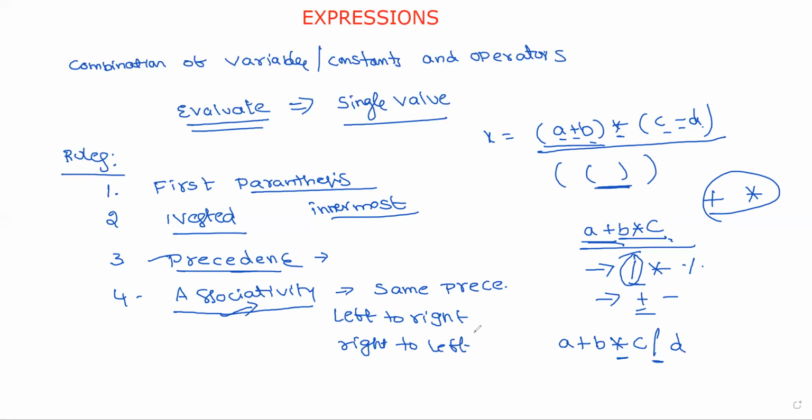For example, if you are using arithmetic operators, the associativity is from left to right. So in this expression, first we are performing this one. After that, we have to perform the division operation. Okay, this is the expression. These are the rules that you have to follow for evaluation of an expression.